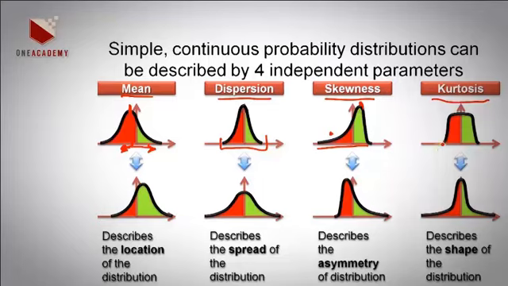And kurtosis basically gives the shape of the distribution, whether it is more like a trapezoid or more like a tower. So after this quick reminder, let's move on.